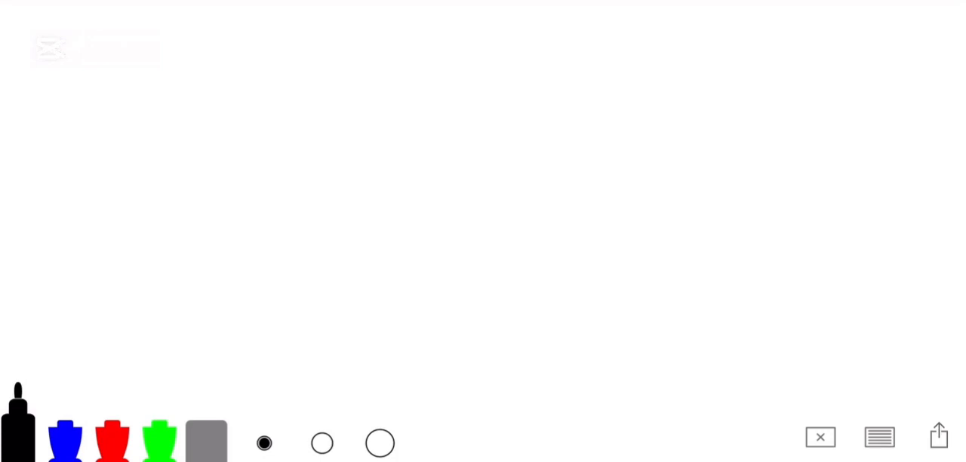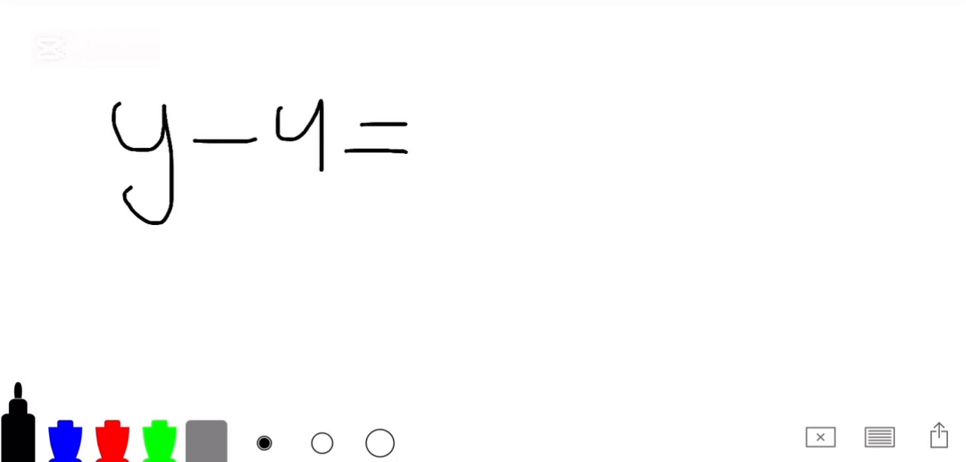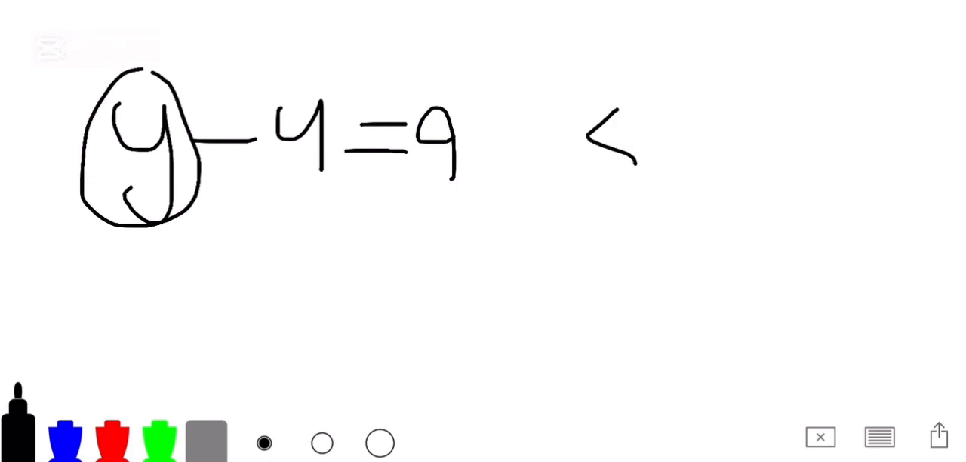Another example, let's try y minus 4 equals 9. We can use any letter here, it doesn't really matter. The letters are used to explain that there is a number there we do not know the value of, and this is the point of these equations. So first we have to isolate the variable, so we've got to get rid of this 4. The opposite of subtracting is adding.